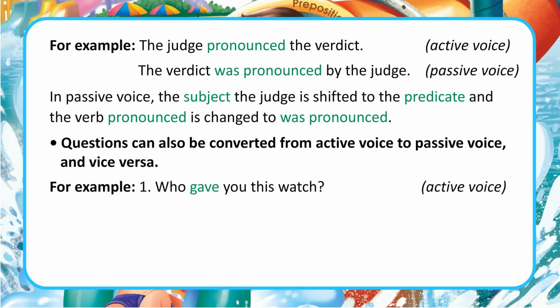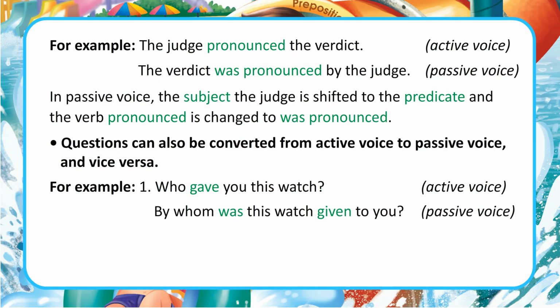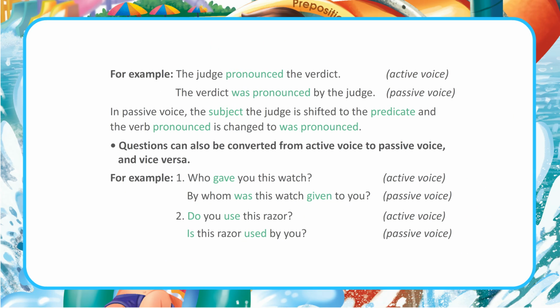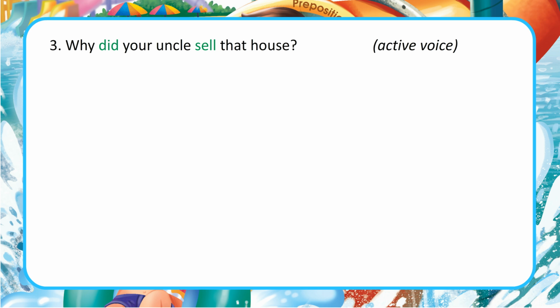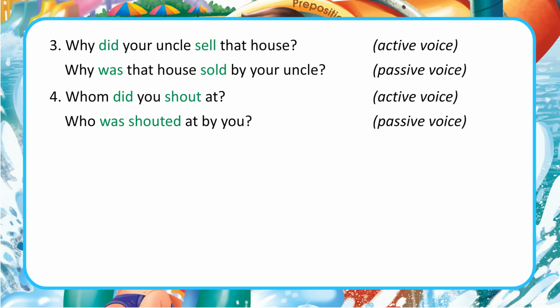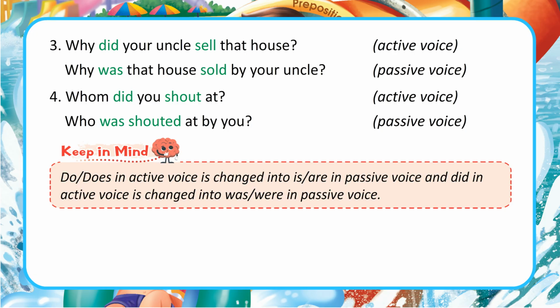For example, 1. Who gave you this watch? Active voice. By whom was this watch given to you? Passive voice. 2. Do you use this razor? Active voice. Is this razor used by you? Passive voice. 3. Why did your uncle sell that house? Active voice. Why was that house sold by your uncle? Passive voice. 4. Whom did you shout at? Active voice. Who was shouted at by you? Passive voice. Keep in mind, do/does in active voice is changed into is/are in passive voice, and did in active voice is changed into was/were in passive voice.